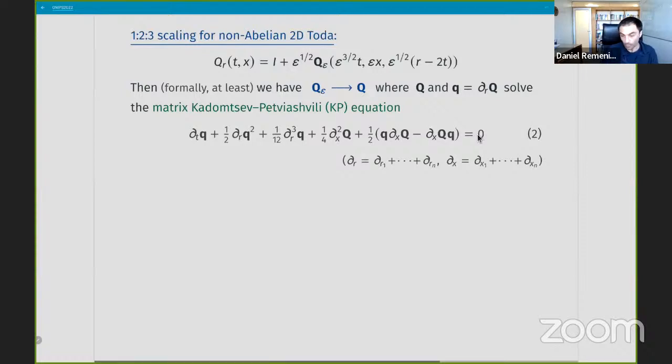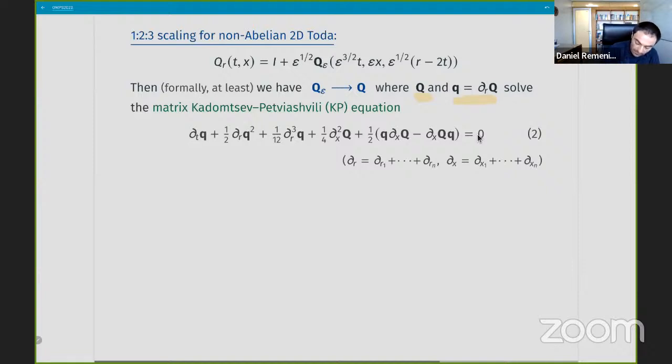And the answer is the following. So here's yet another complicated equation. This computation is formal, so it's not rigorous, but it's still interesting in the following way. This Q converges to a limiting matrix Q. It's still an n by n matrix. And this matrix Q satisfies the following. You take Q and its derivative, and Q together with its derivative satisfies another completely integrable equation. This is actually a PDE, the so-called matrix KP equation, the matrix Kadomtsev-Petviashvili equation. There may be a typo, but okay, it's not really relevant.